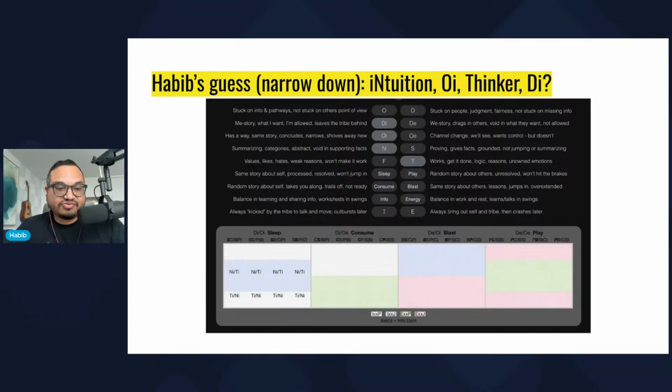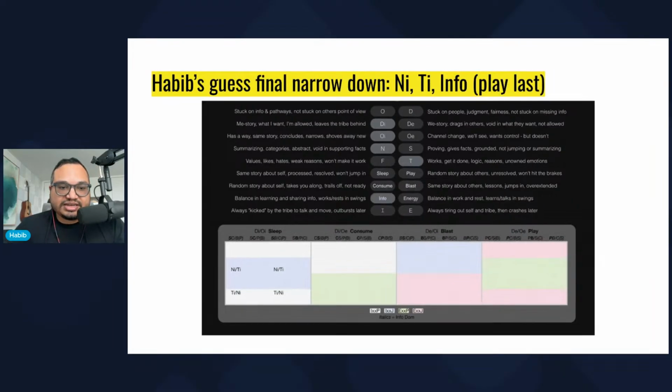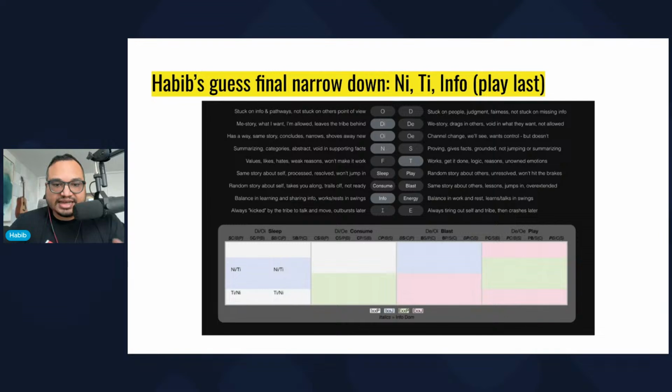The rest of whatever I'm gonna guess is quite random. I am seeing MF, so audio over visual. Now it could be FF, but really I'm seeing MF. But the next narrow down, I'm seeing that Sammy is probably info dominant. I'm guessing play last, because there's too many similarities with... I don't have that much experience with play last people, but there is a certain someone in the community that I'll mention later.